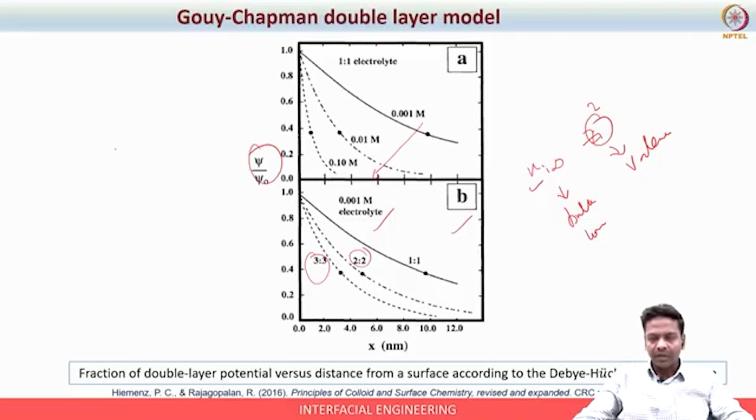affected, right. On the other hand, by keeping the bulk concentration the same and varying the valence, in this case the valence is varied because we change the type of the electrolyte from 1:1 up to 3:3. In this case, we actually tune the valence. That's why the fraction of double layer potential is also varying. Okay, right.